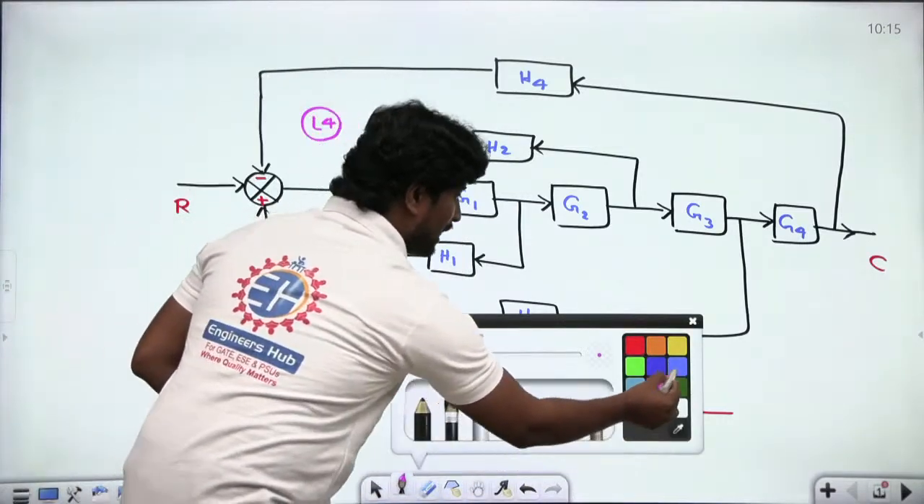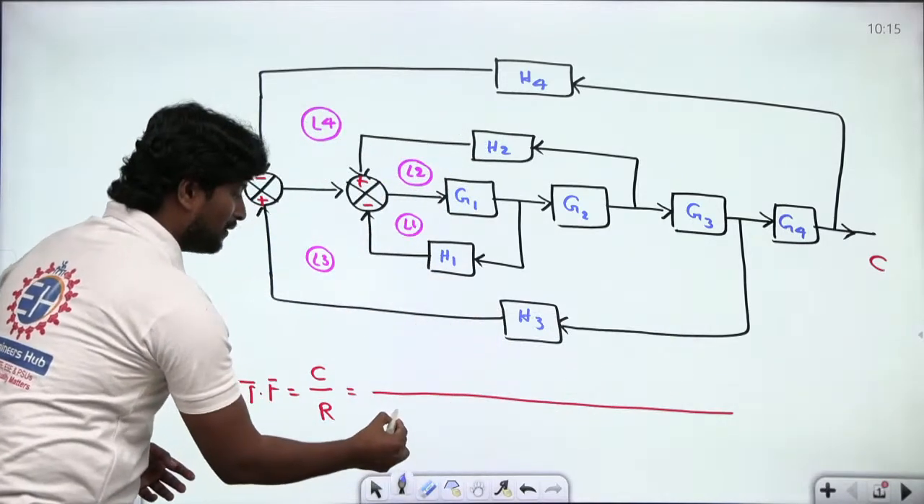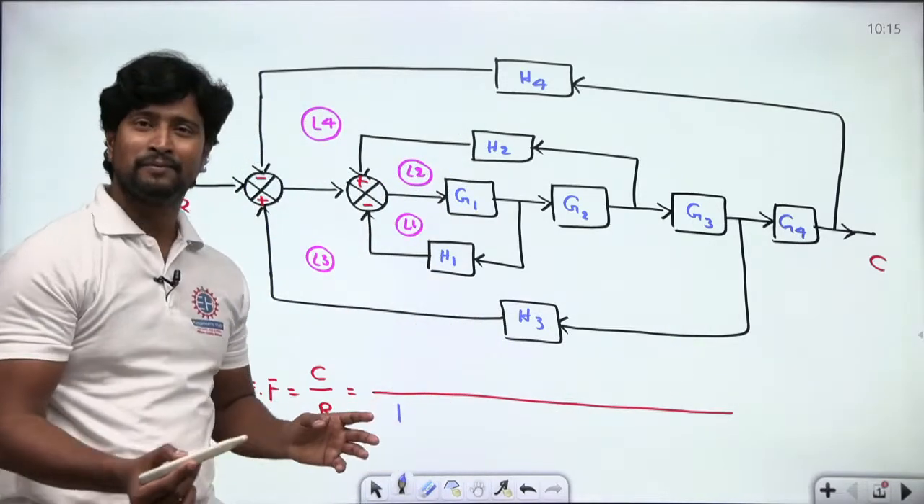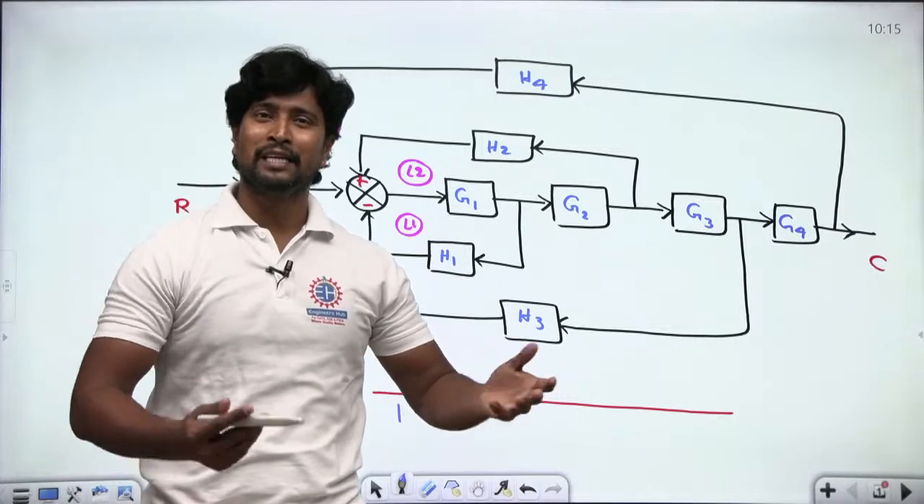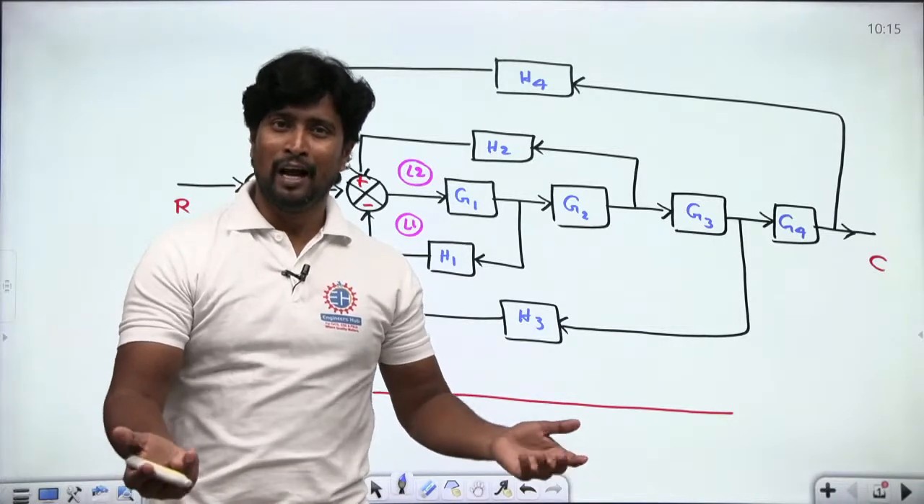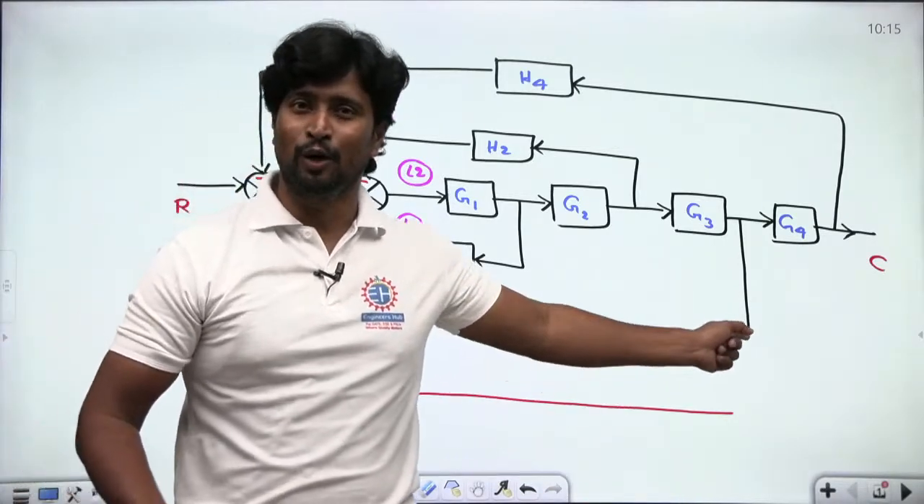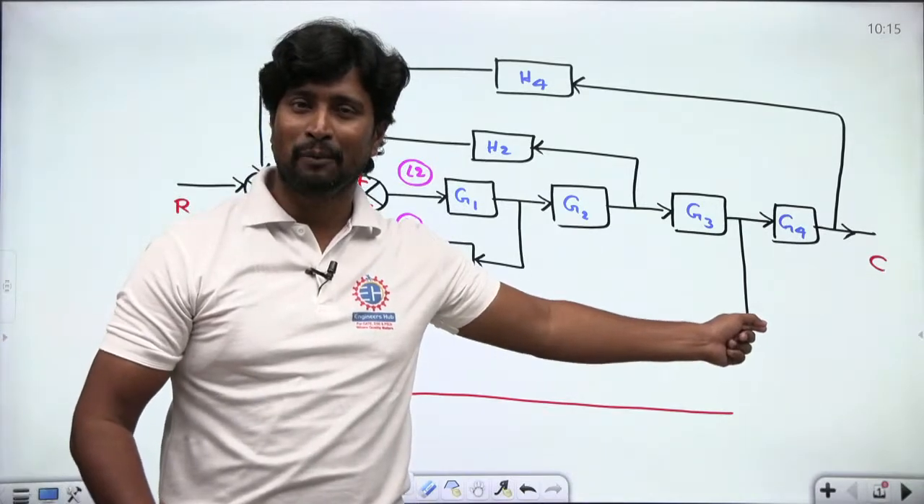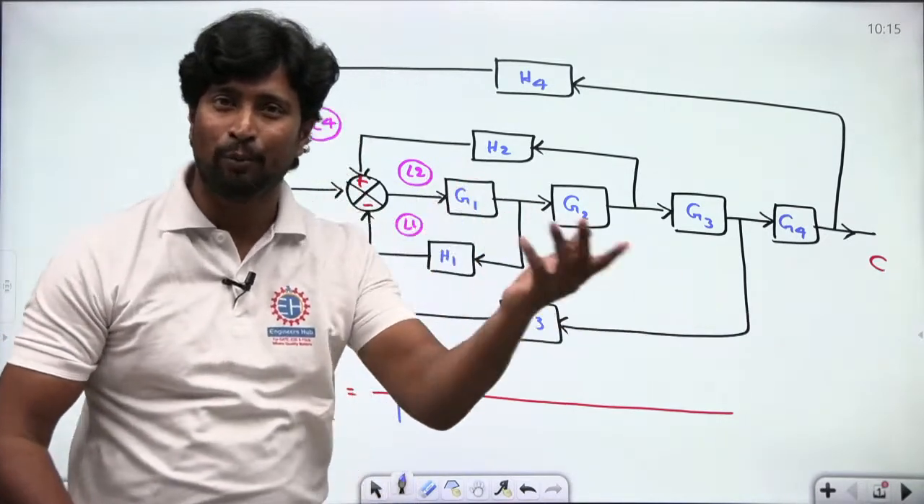Already you know it. The denominator part of any transfer function always starts from 1. And the denominator part is made up of what? Loops. Guys, how many loops?